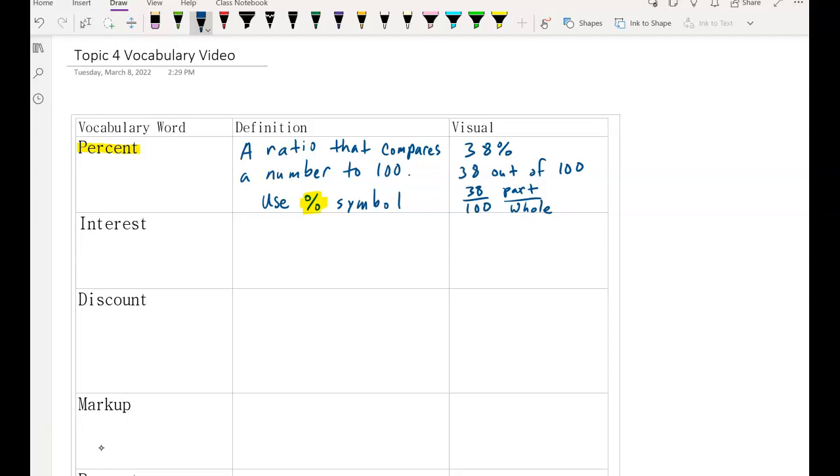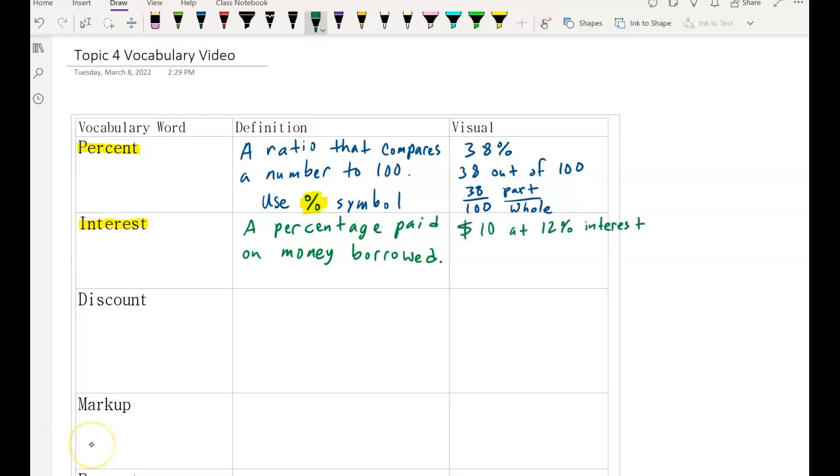All right, the next vocabulary word that we're going to talk about is interest. And interest is a percentage paid on money borrowed. So if you borrow money from a bank or your teacher or your parents or your brother or your sister, you might be charged interest. And the interest is always based on a percentage. And so here's a situation. Perhaps you borrowed $10 from your brother or sister at 12% interest. So how would you figure out how much money you would end up owing them after you pay them back?